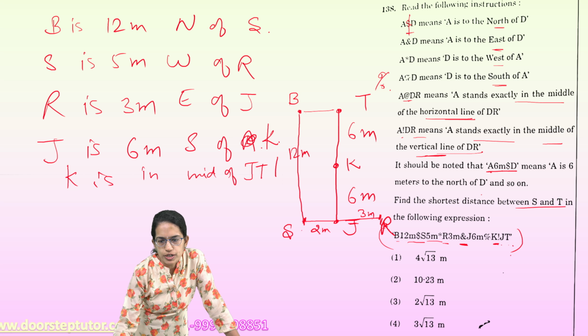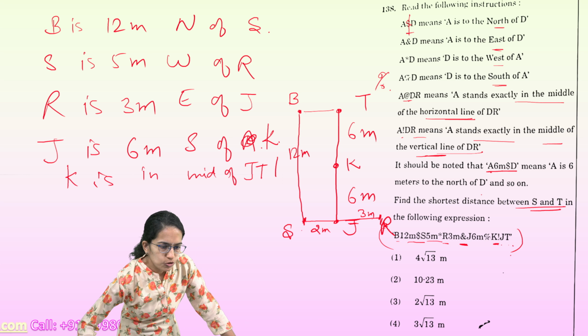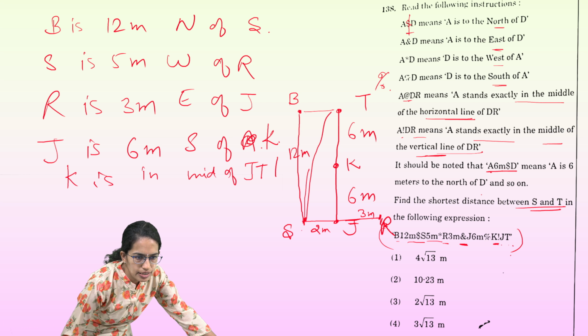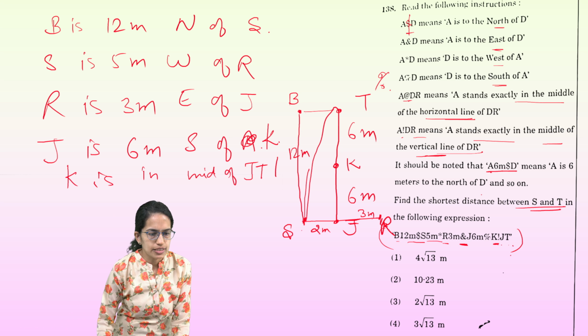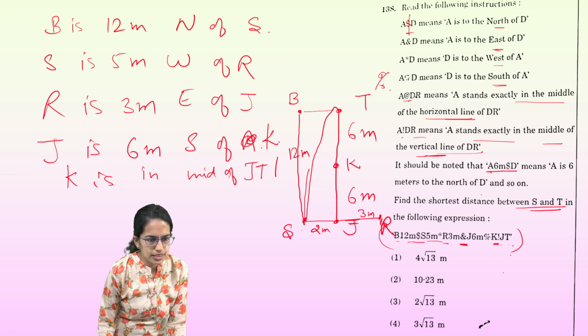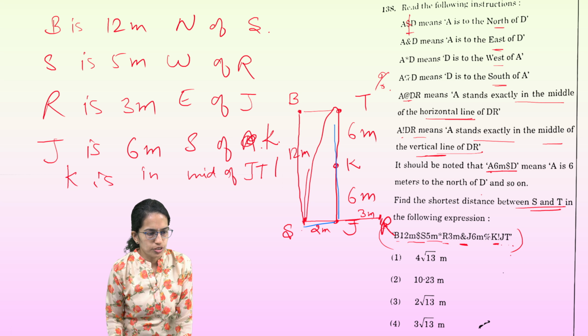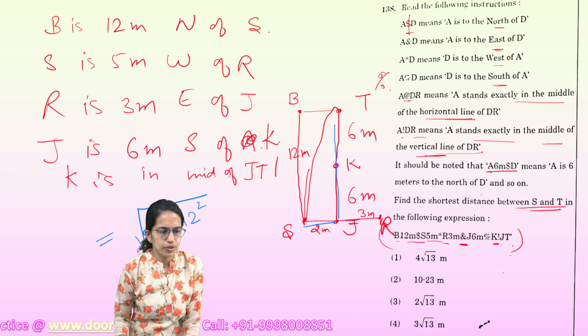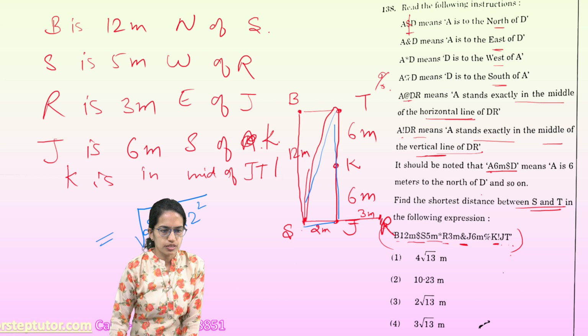Now what is the shortest distance between S and T? I have to find out the distance between S and T, so I have to calculate this hypotenuse. Now this distance is what? This is 12 and this is 2. So it would be the square root of 2 squared plus 12 squared, and that would give me the hypotenuse, which is the shortest distance between S and T, right?